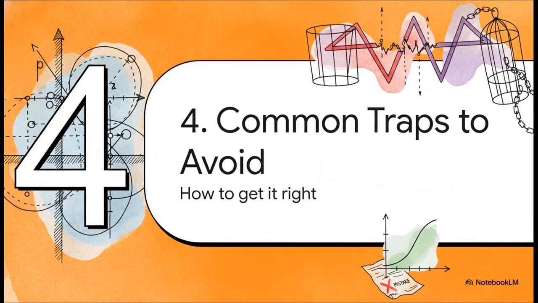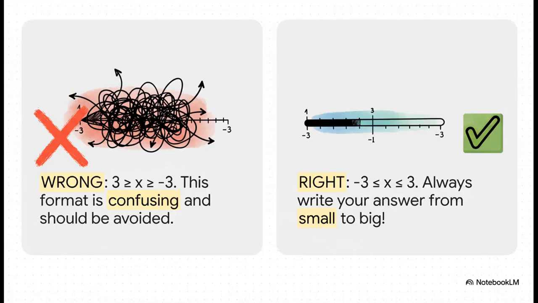Okay, so you've got the method down. Now, let's quickly talk about a couple of really common traps that students fall into. Seriously, if you can just remember to avoid these two things, you're going to be in great shape. This is the big one. Promise me you will always, always, always write your inequalities from the smallest number to the largest number. Just think of a number line. -2 comes before +3, right? So you have to write it as -2 is less than or equal to x, which is less than or equal to 3. Writing it the other way around is just confusing, and honestly, almost every teacher will mark it wrong. Small to big, always.